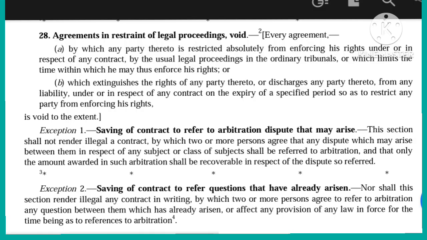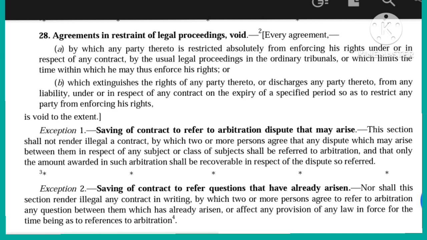Coming to section 28, it says that agreement in restraint of legal proceedings is void. So as per section 28, every agreement by which any party to any contract is absolutely restricted from enforcing his rights under that contract, or any agreement which extinguishes the right of any party or discharges any party under an agreement from any liability, then that agreement is declared void under section 28 of the Indian Contract Act. So any agreement which restrains any legal proceedings is void under section 28 of the Contract Act.